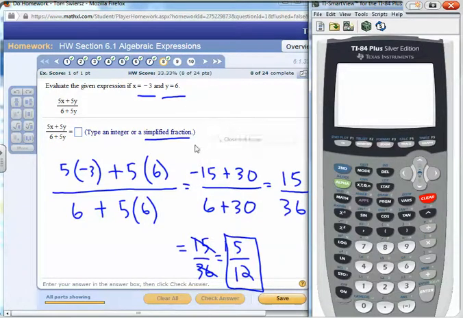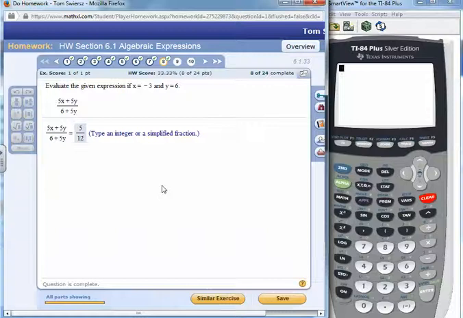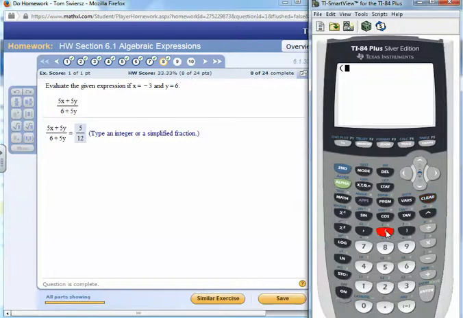Okay, 5/12, which is correct. Now, if you do it on your calculator, to get one number in the numerator, to do the simplification in numerator and denominator, you need a parentheses around the whole numerator and then a parentheses around the whole denominator. So you'd start with a left paren. You do 5 times x, which is a negative 3, and then plus 5 times y, which is a positive 6, and then you need another right paren to group the whole numerator, then divided by, and then you start with a left paren to group the whole denominator, 6 plus 5 times y, which is 6, and then another right paren to group the whole denominator together. Then hit math, and hit enter twice to get a fraction, and there's our correct answer, 5/12.